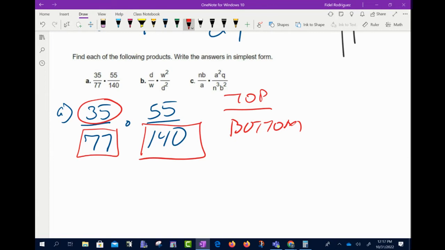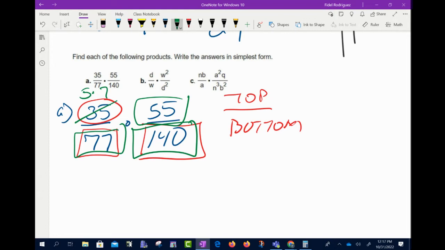I can reduce it with both of them if I can, because the 35 is on the top and both the 77 and the 140 are on the bottom. Okay, the same thing with the 55. I would reduce the 55 either with the 77 or with the 140 or with both of them. Okay, so when I think of 35, y'all, I think of, say, 5 times 7. And when I think of 77, I think of 7 times 11.